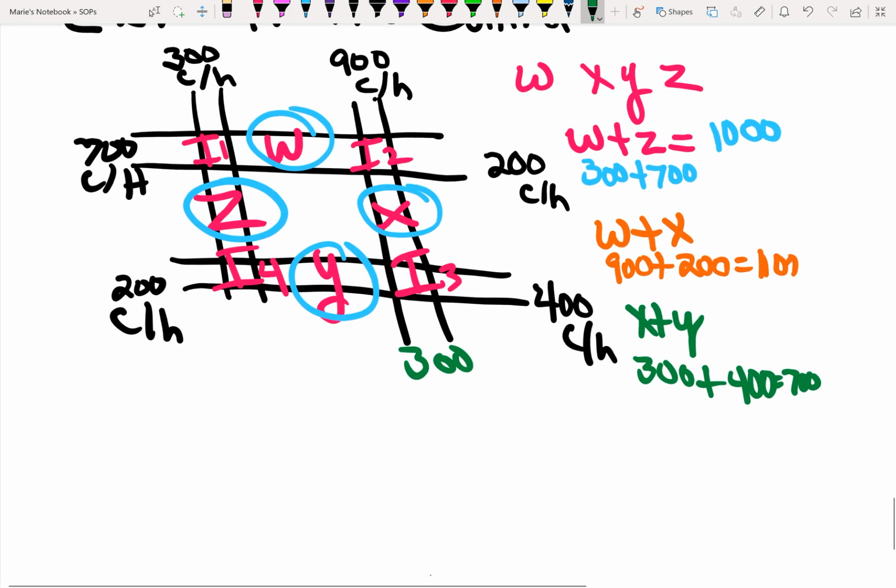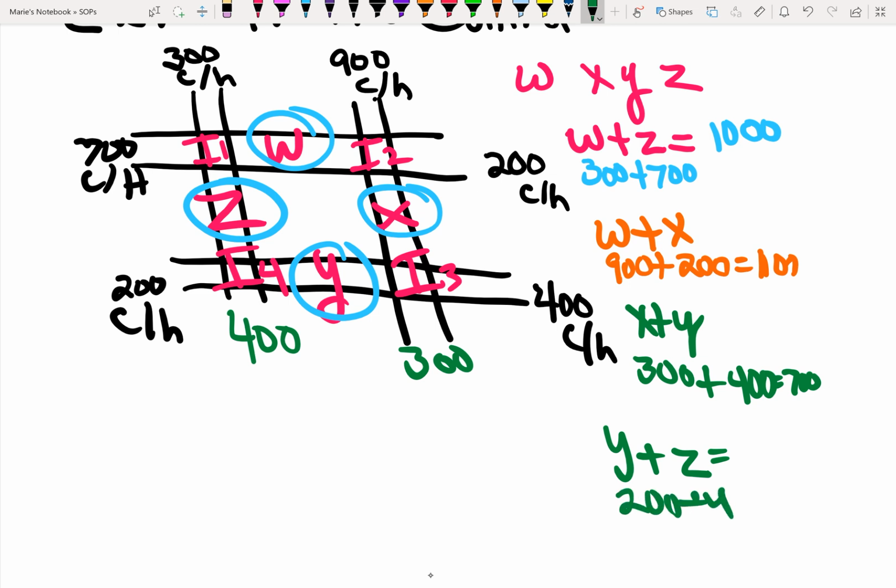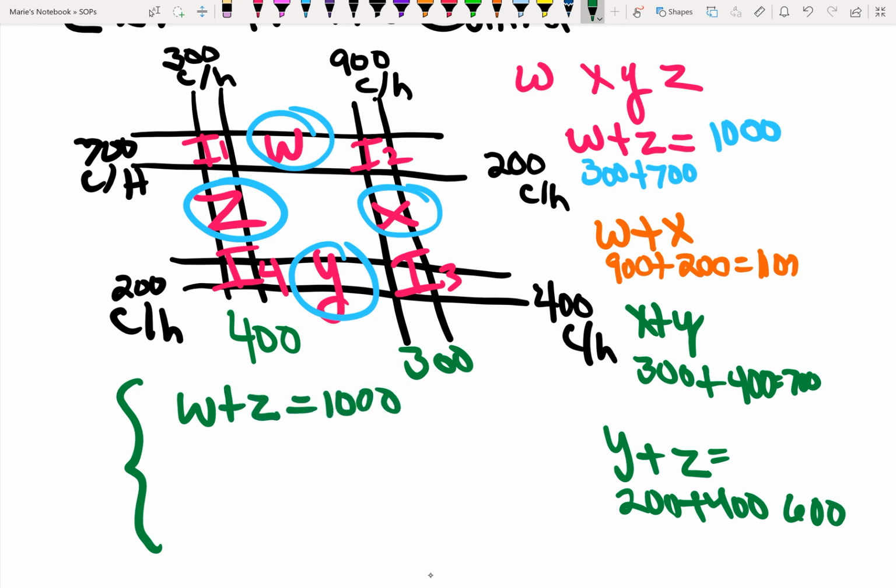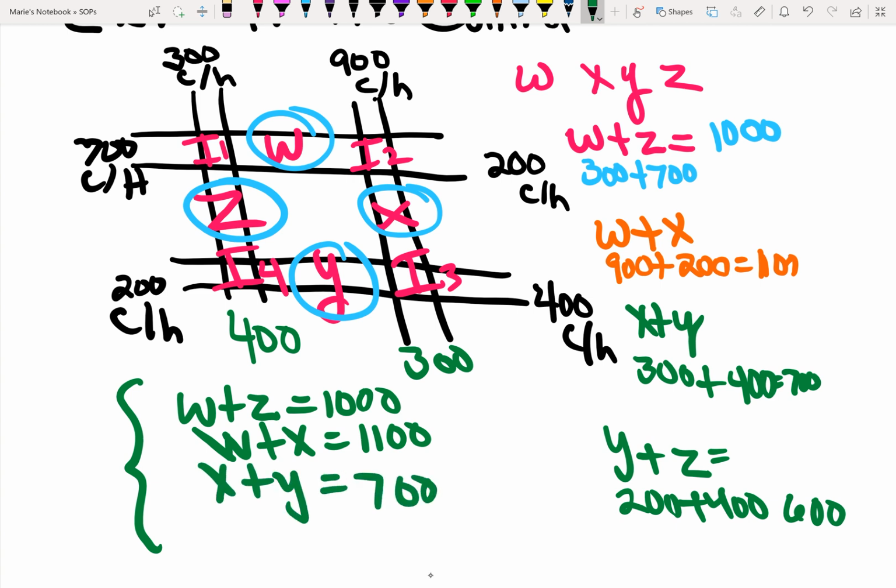All right, and the last intersection is Y plus Z. And that's these two intersections. I didn't give you this one either. This is 400 and 200 for a total of 600. So we have a system. W plus Z equals 1,000. We have W plus X is equal to 1100. We have X plus Y equals 700. And we have Y plus Z equals 600.